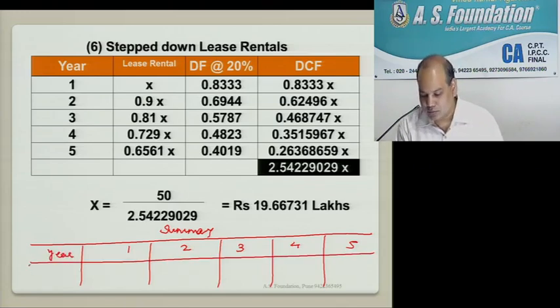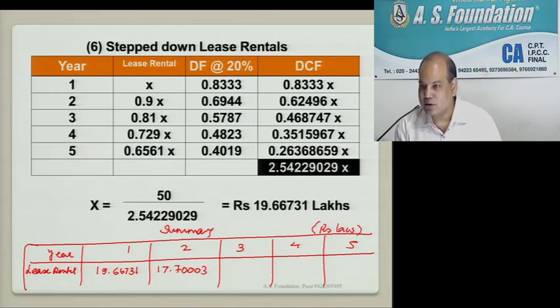And lease rental. Lease rental in year 1 will be 19.66731 lakh. So what will be in the second year? Minus 10%, you do on your calculator. Second year lease rental will be minus 10%: 17.7003. No problem, you can write in 2 digits, you are writing in lakhs.